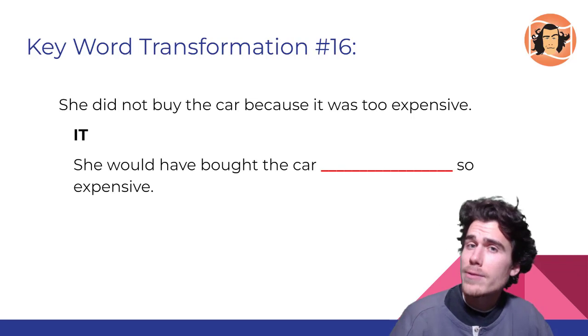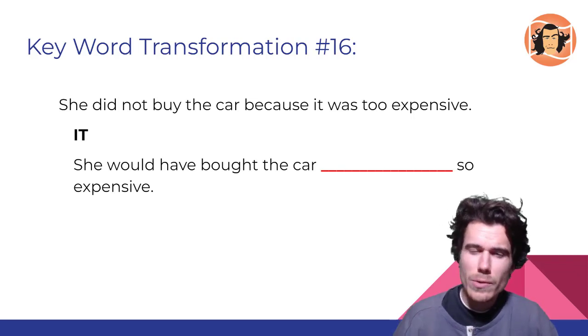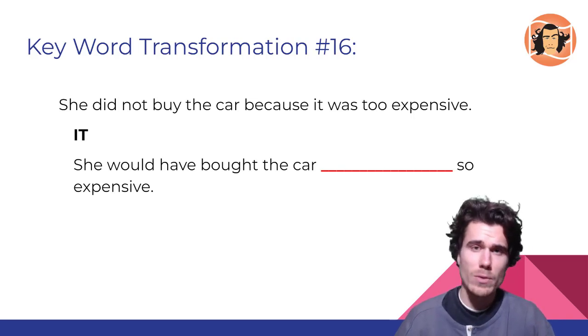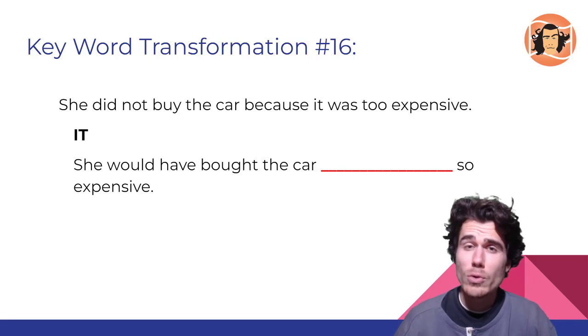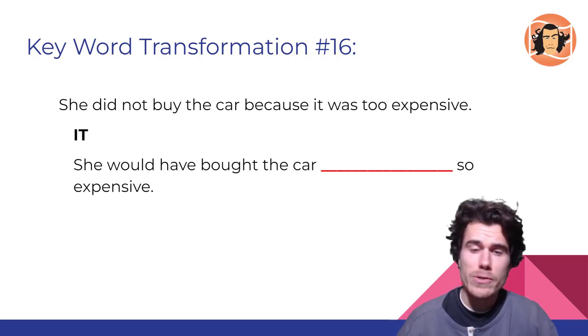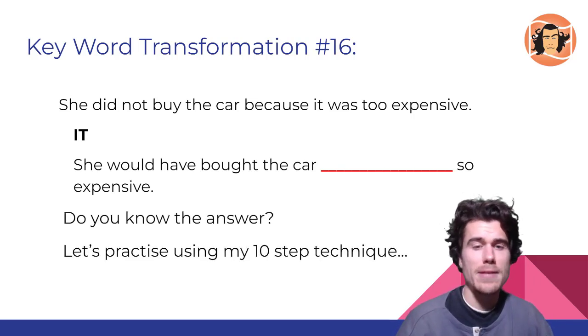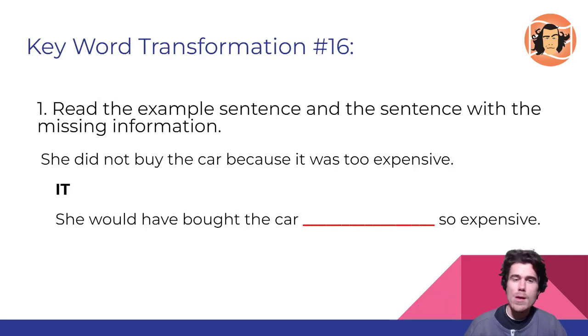Even if you think you have the answer correct already, let's go through it together using my 10-step technique. Memorizing my technique will help you to answer these questions more effectively and more quickly in the future. So, let's have a look at step number 1. Read the example sentence and the sentence with the missing information. She did not buy the car because it was too expensive. She would have bought the car, so expensive.